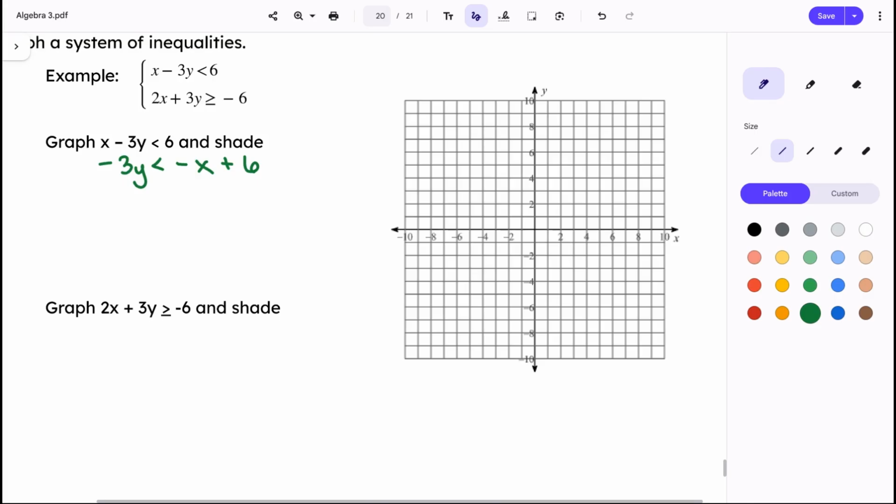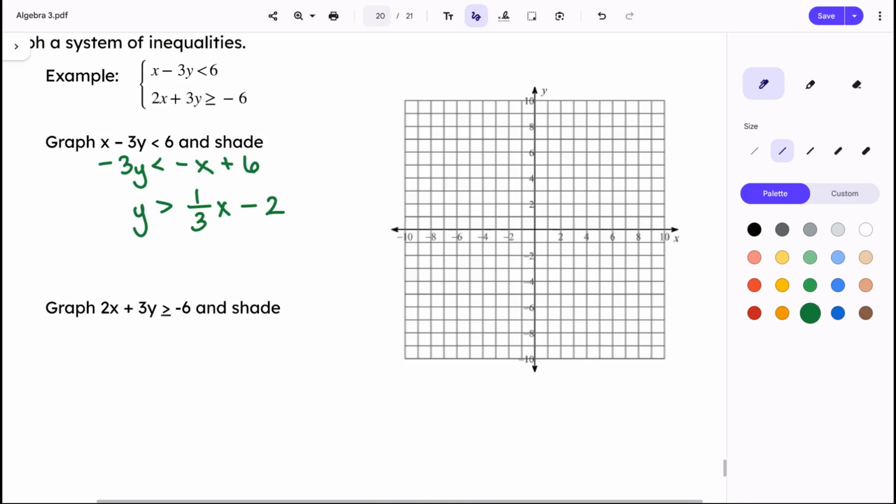Then you're going to divide by negative 3. But what do I need to be careful of here? Switch your sign. So it goes to a greater than sign now. Now my x was already negative and it's a 1 in front. If I divide that by negative 3, it becomes positive and it's 1 over 3 now x. What's 6 divided by a negative 3? Negative 2. Okay, so there's my equation, y equals 1/3 x minus 2.